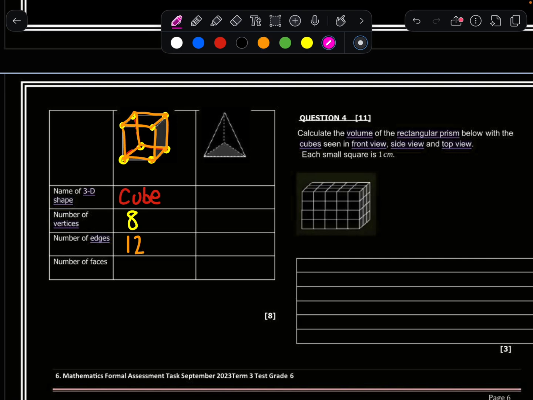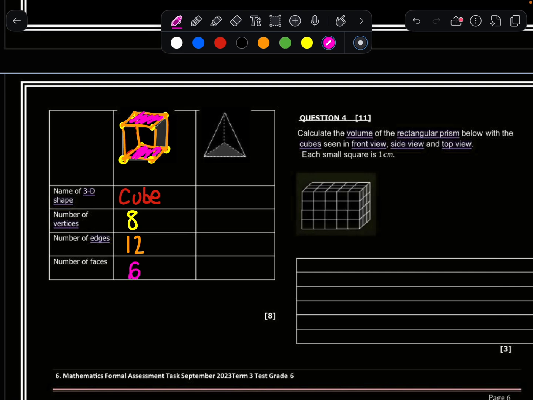And the number of faces. So we have the front and the back, the top and the bottom. So top and the bottom, that's 2. The front and the back, so that's 4. And then the sides. So it has 6.